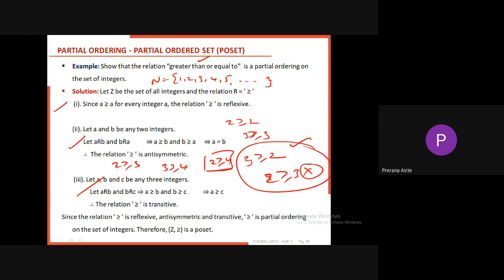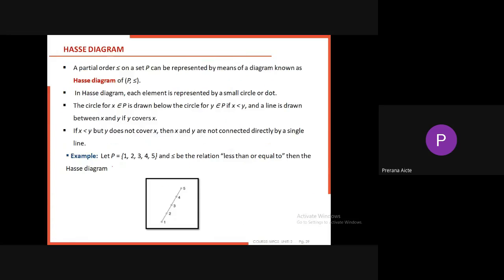So that it will be followed. So we can say that it is following the transitive property. As these three properties are followed, the given relation is going to be called a partial order relation. Next one, the Hasse diagram.